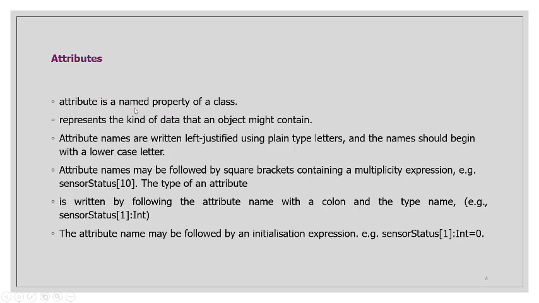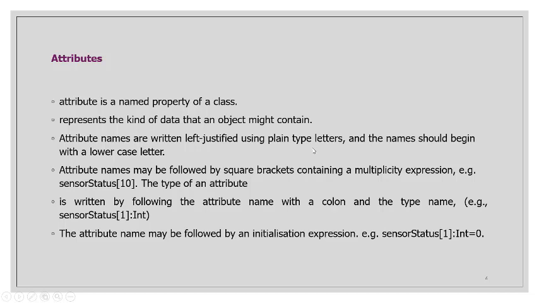Now what are the attributes? An attribute is a named property of a class, and it represents the kind of data that an object might contain. What data may an object contain? Those data are attributes. Attributes are listed with their names and may optionally contain a specification of their type also.